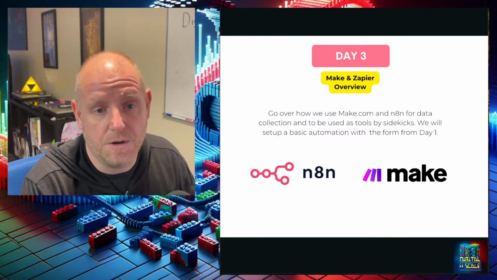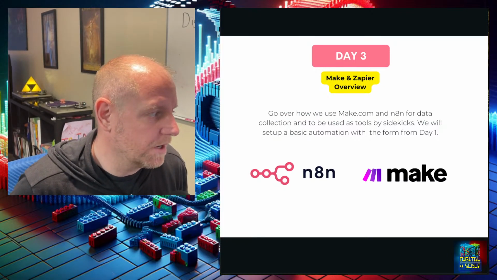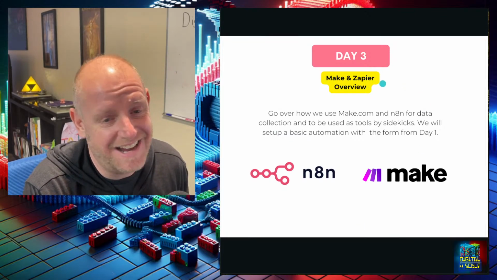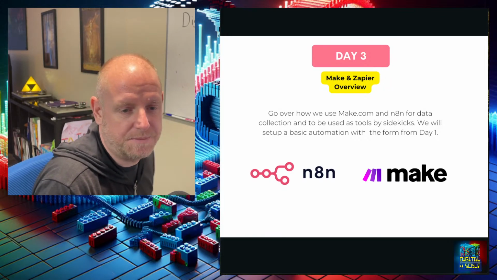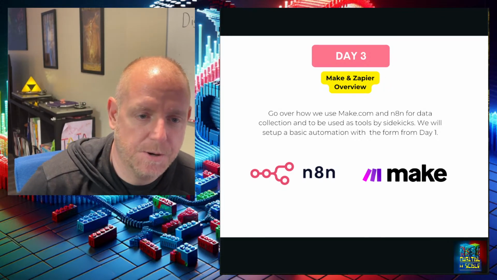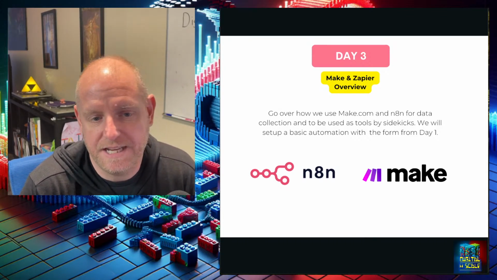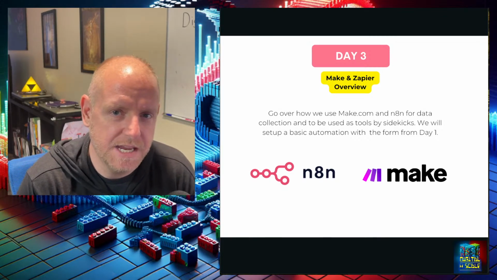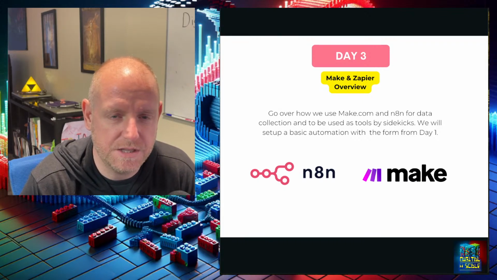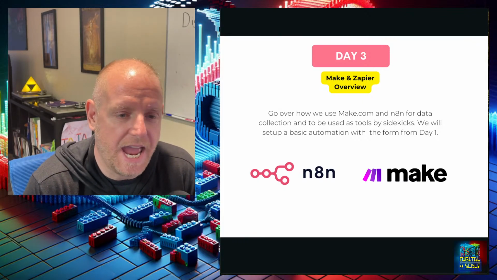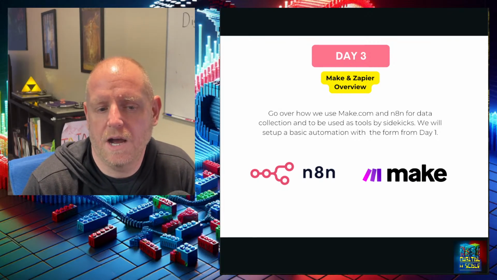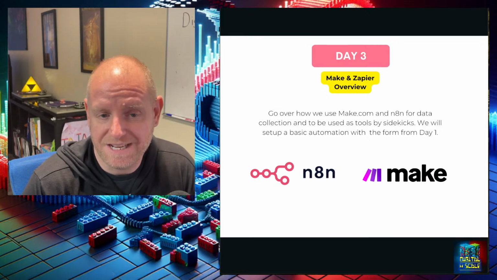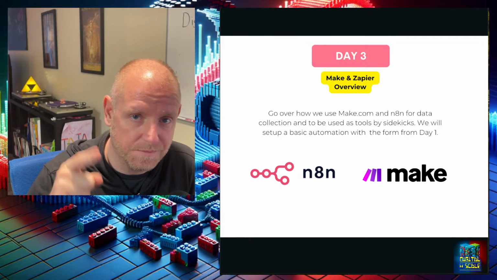So tomorrow we're going to be going over, and I forgot to change that header again, not Make Zapier, but primarily N8N and Make. Today we went over AnswerAI and everything that it can do. Tomorrow we're going to go over a basic getting set up with N8N and Make. These are two other tools that we'll be using throughout these 60 days, primarily for a lot of background processes. And we'll be setting up a basic automation with that form we did yesterday.